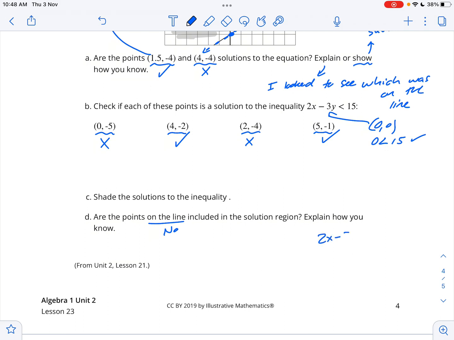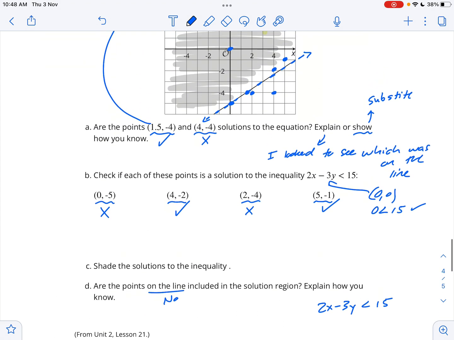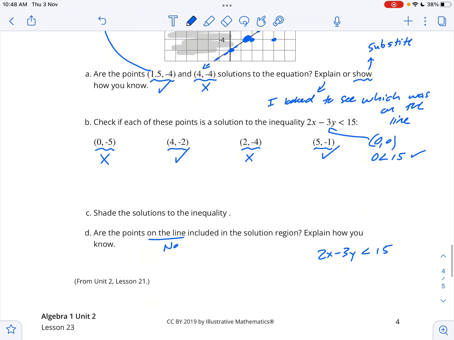You could actually take 2x minus 3y is less than 15 and try one of the points that are on the line. Like the first one that I did, 1.5, negative 4, because that was actually on the line. That was down here, right there. So if I plugged 1.5 in for x and negative 4 for y, we see what happens.